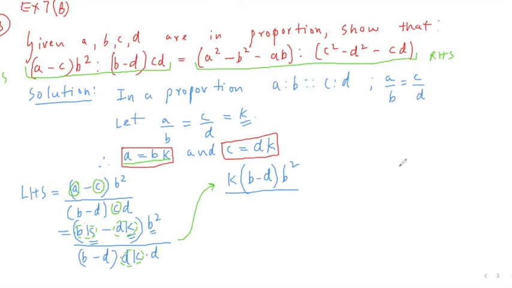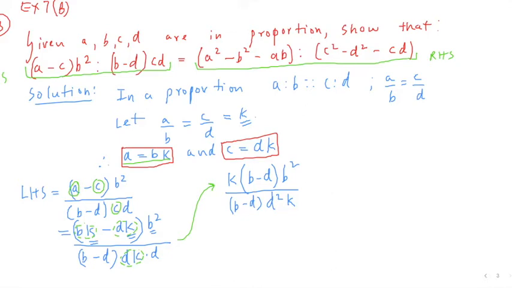So that's the numerator. And in the denominator, I think I will just write it as B minus D into D squared K. You're right, D squared K. We can put the D's together. That is D squared K.